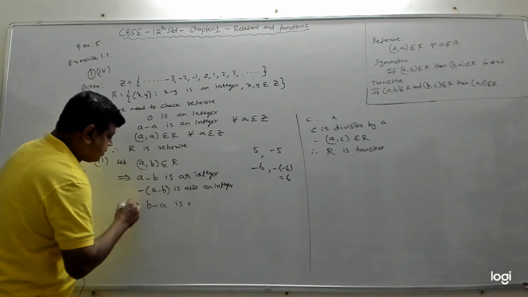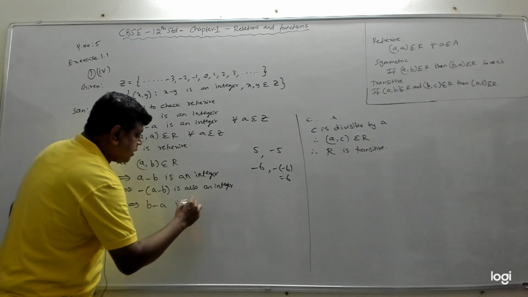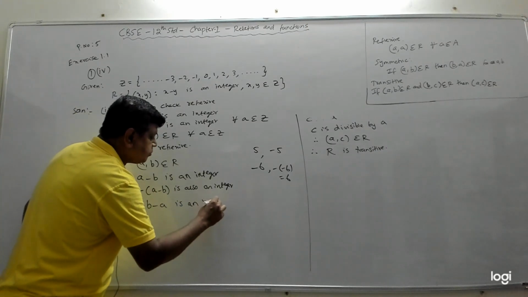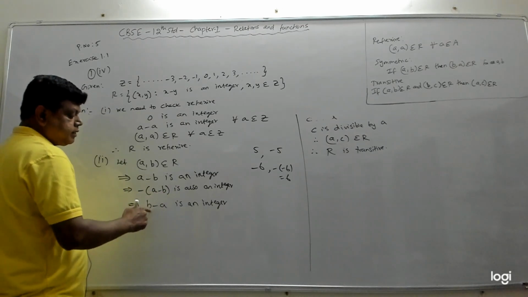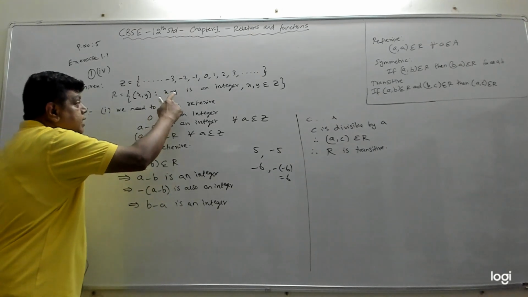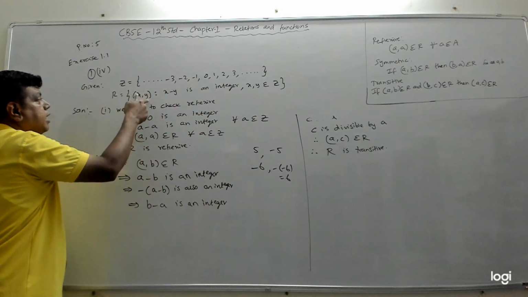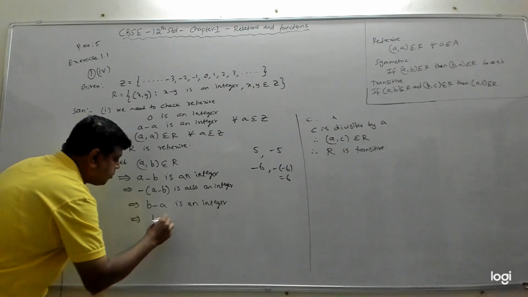This implies B minus A is an integer. Because minus of A minus B means what? Minus into minus A, plus B, so B minus A. Now we have got B minus A is an integer. When B minus A is an integer, then I can say B comma A belongs to R. So this implies B comma A belongs to R.